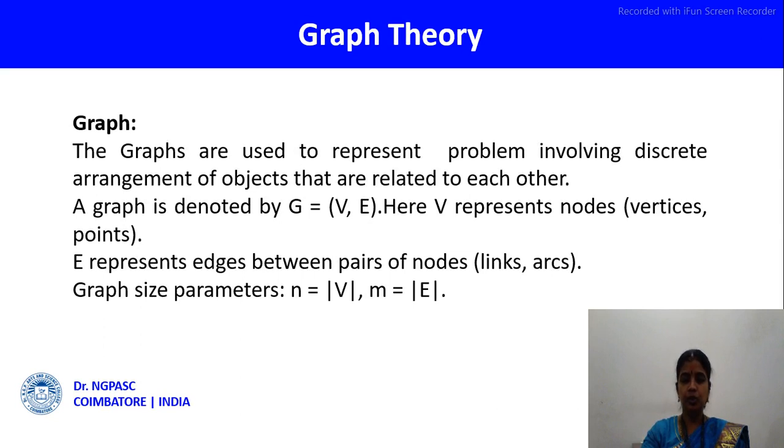Graphs are used to represent problems involving discrete arrangements of objects that are related to each other. A graph is denoted by G equal to (V, E). Here V denotes the set of vertices and E denotes the set of edges. Edges are also called links and arcs. Vertices are also called nodes. N denotes the number of vertices in a graph and M denotes the number of edges in a graph.